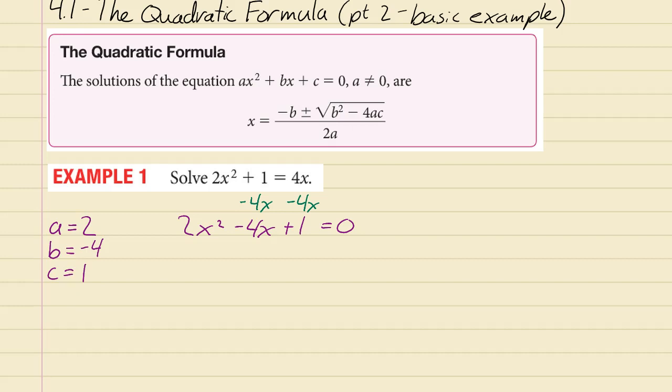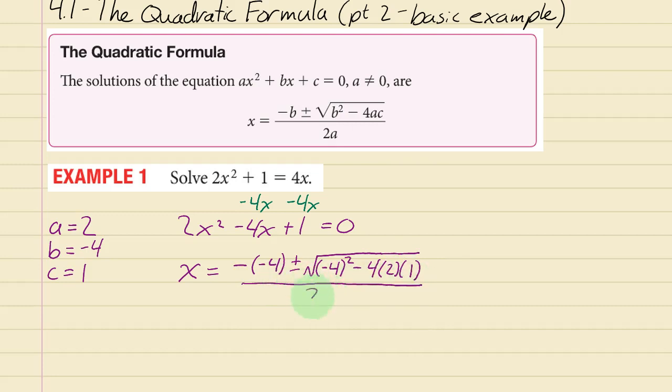Now those are the numbers we're going to plug in. And so we're going to have negative b, which is negative 4, which will become positive 4, plus or minus the square root of b squared, which is negative 4 squared, minus 4ac. That means 4 times 2 times 1, all divided by 2a, which is 2 times 2.